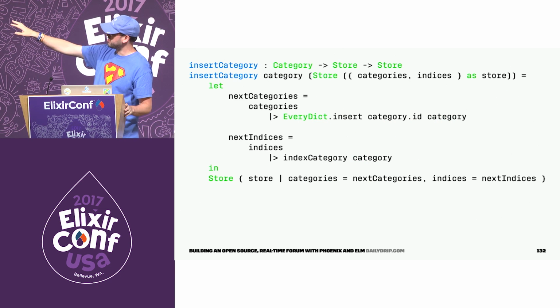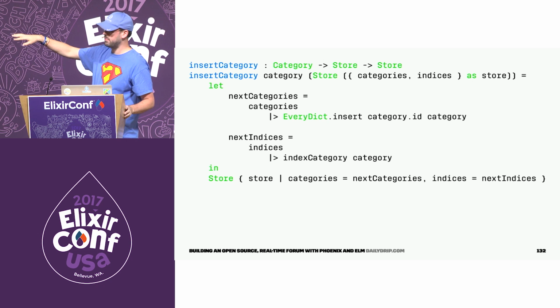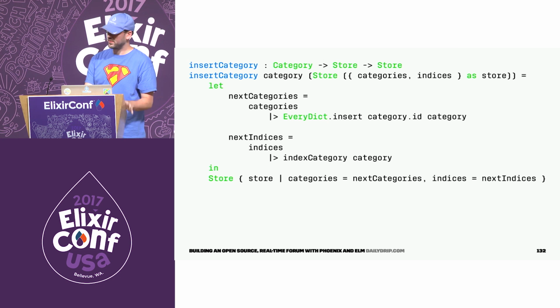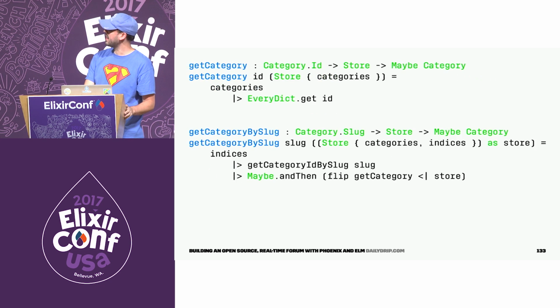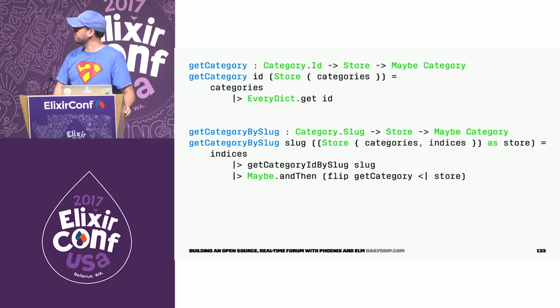And inserting a category just means putting the category inside the dictionary of categories, keyed by ID, and indexing it. So essentially I'm going to insert into a slug-to-ID map dictionary so that I can look up by things other than ID. Anyway, super basic, actually, although when I say that, if you're not familiar with the syntax, it may not look super basic. Then we can get a category out.